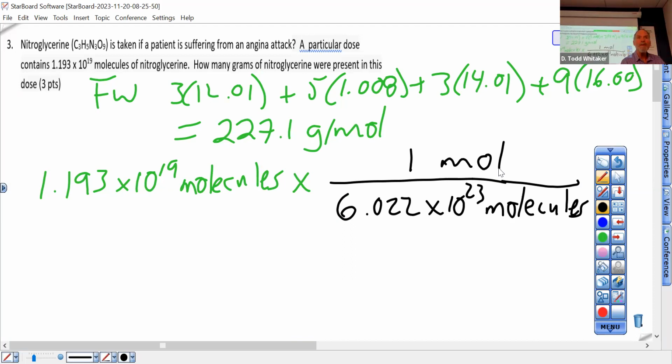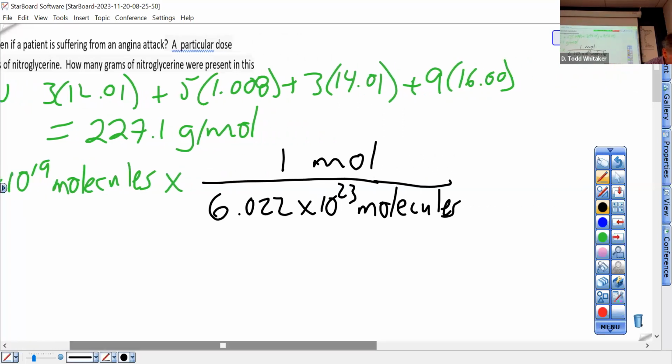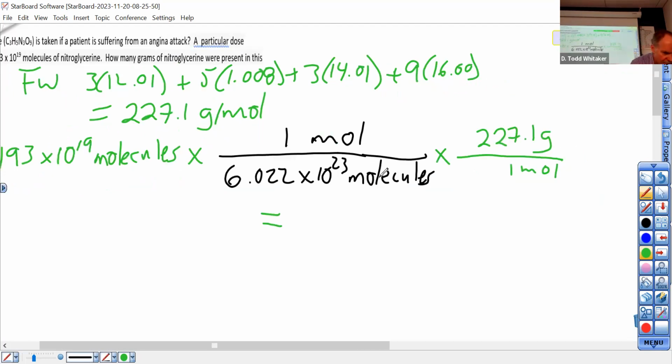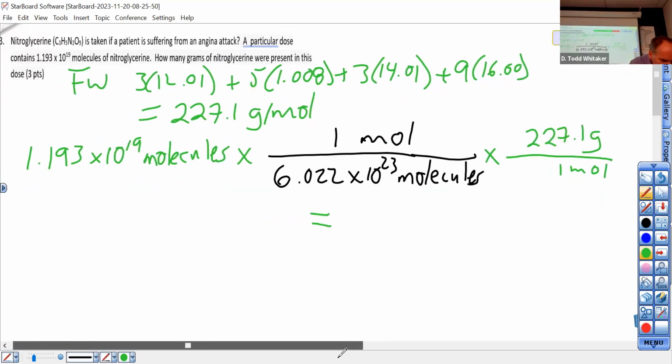You've got moles. I need grams. How do you get that from the top of this question? I've got the moles, I got to get rid of them. Well, isn't that handy? They're already at the bottom up there. For every 1 mole, you've got 227.1 grams of nitroglycerin. Now you can see everything you need to do.